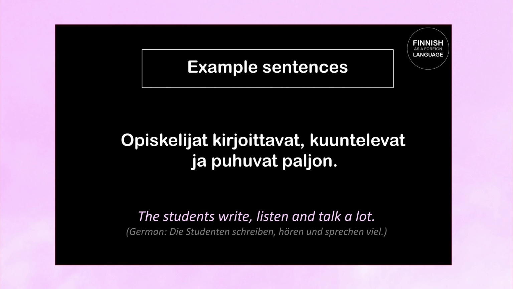Opiskelijat means the students, usually meant at a higher education, for example university students. This is the nominative plural, by the way, of opiskelija, which means student. Then we have three verbs. Kirjoittavat, which is the third person plural, present tense of the verb kirjoittaa, which means to write. Then we have kuuntelevat. Its basic form is kuunnella, which means to listen. Here it's the third person plural.